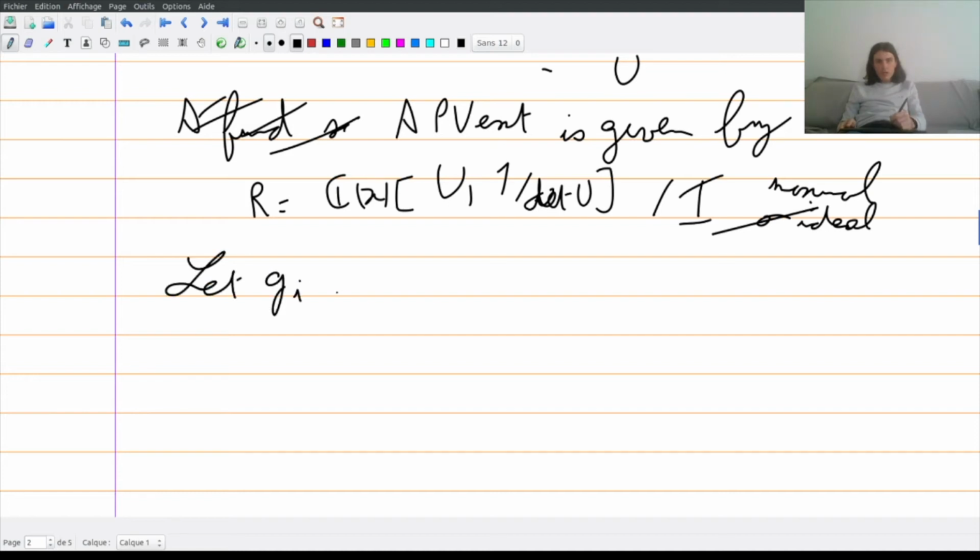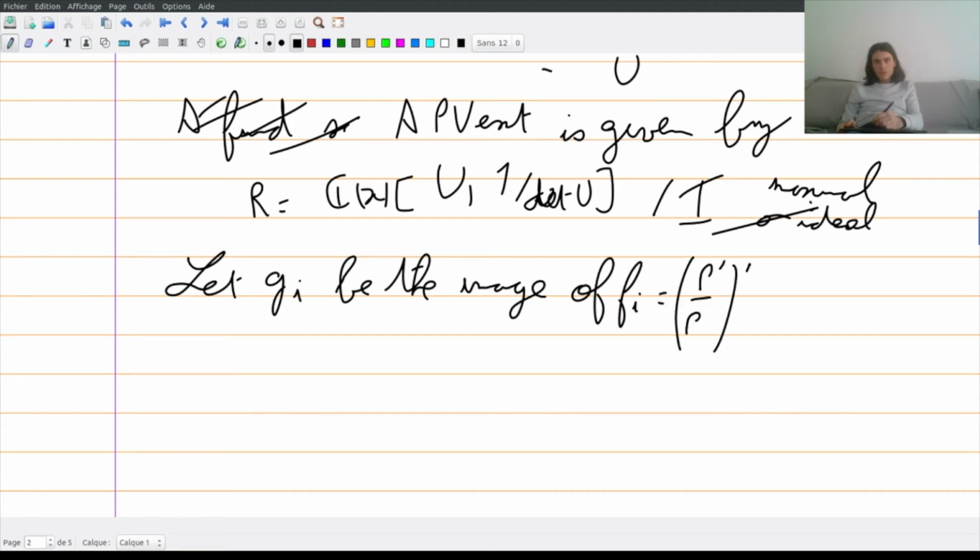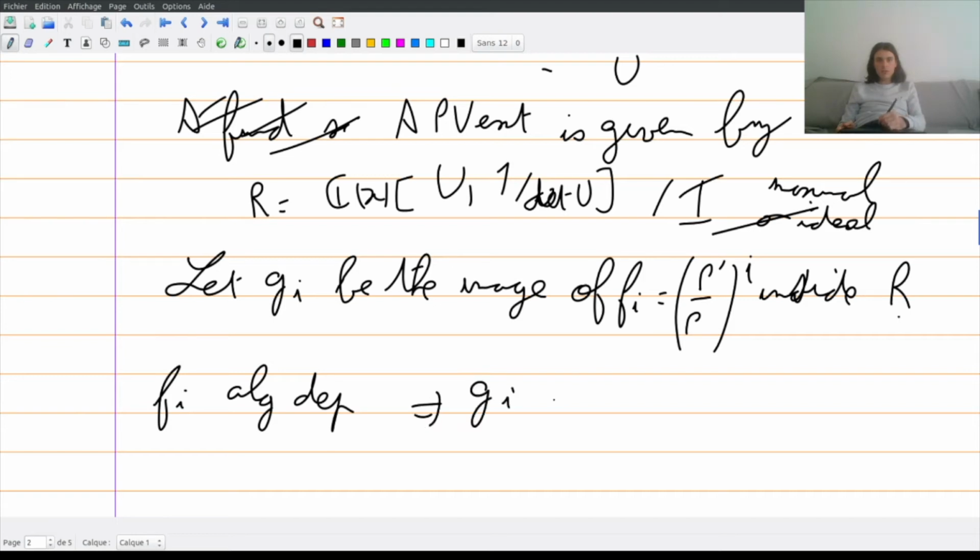Let J_i be the image of f_i, which, remind, is the derivative inside R. Since you quotient by binomials, you just add relations. So if the f_i are algebraically dependent, it implies that the J_i are algebraically dependent. Okay?